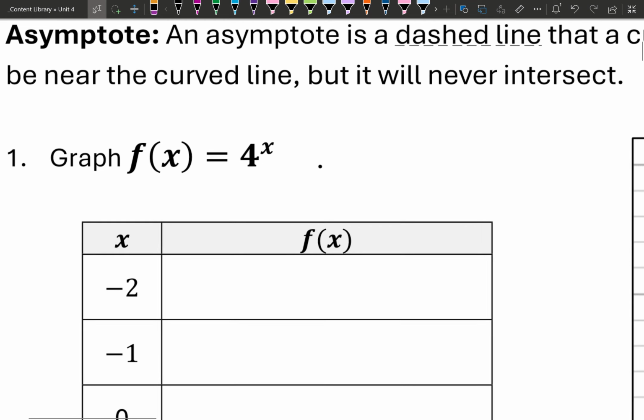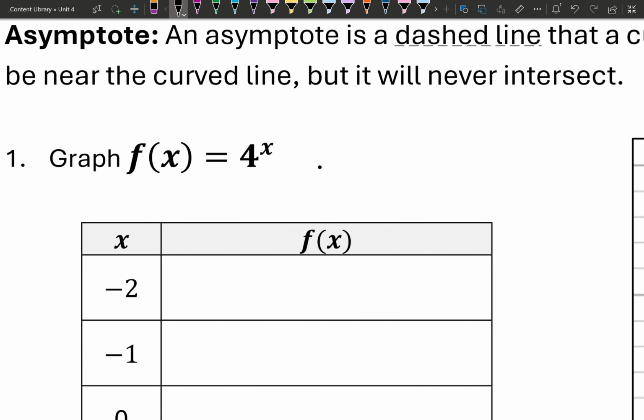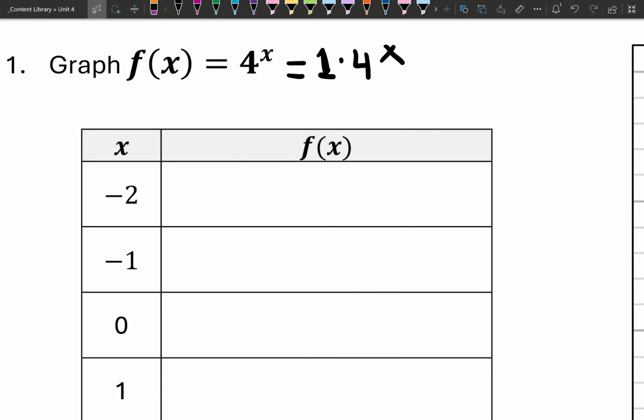Number 1. We're going to graph f of x equals 4 to the power of x. Now remember, standard form is a times b to the x. So this is actually 1 times 4 to the x. The 1 is invisible, and the 1 represents our y-intercept. This part can be done in your calculator, and this is how we would do it. To find out what y is when x is -2, you would type a 4, you would click the little caret button, and then -2 in our calculator and click enter, you would get 1 over 16.